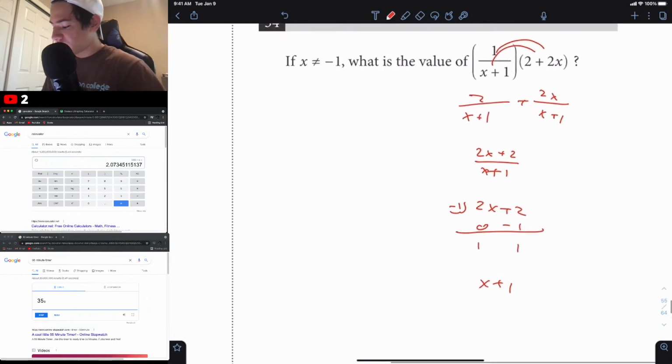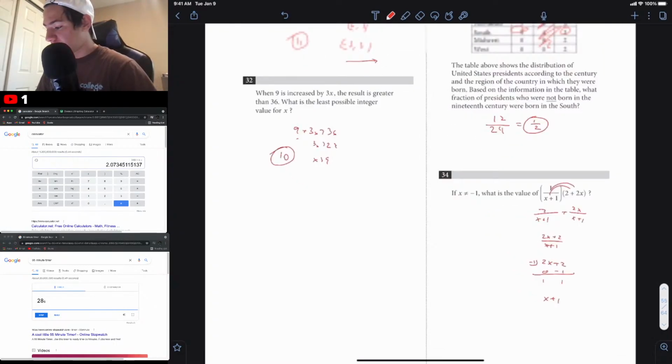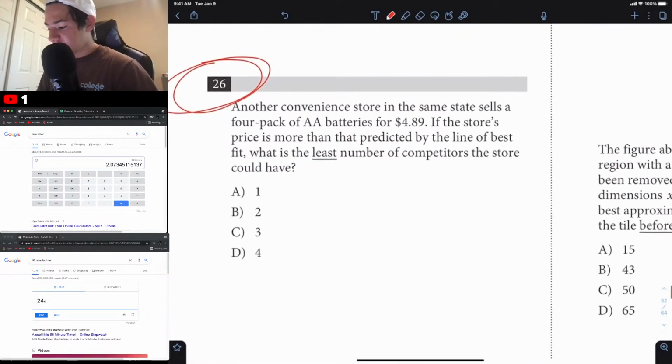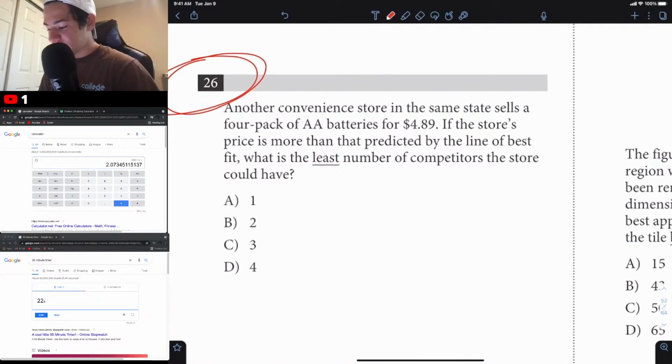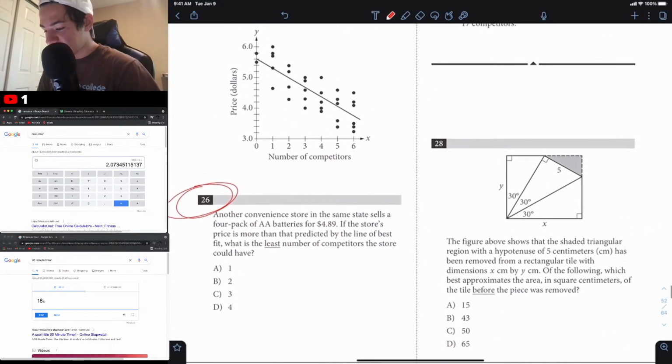What is the value of... I really don't know. Maybe I'll go back to this problem up here. Another convenience store in the same state sells a 4-pack of AA batteries for $4.89. If the store's price is more than predicted by the line of best fit, so it's about $49. What is the least number of competitors a store could have? It's 1.